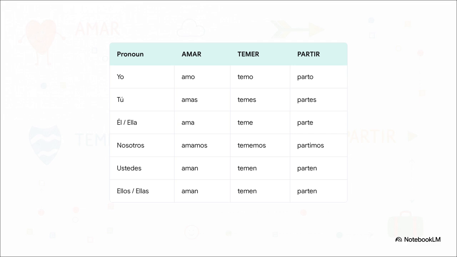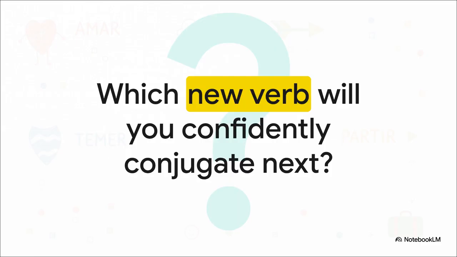You now possess the absolute blueprint to confidently conjugate any regular verb you encounter out there. We've broken the code, revealed the underlying patterns, and unlocked the shortcuts from that page 41 grammar box. You now possess the rhythmic blueprints for AR, ER, and IR verbs. So the only question left for you is, which new regular Spanish verb are you going to confidently conquer next?